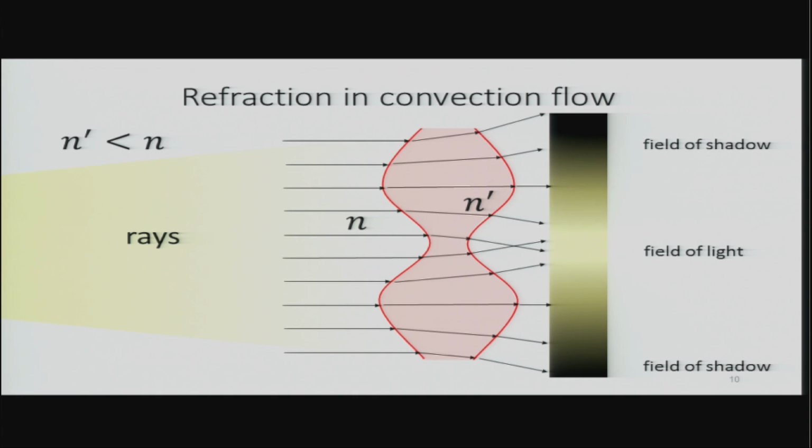We can compare the flow with a little lens. The beam of light refracts in this lens, and you can see from the picture that on the edges of the flow is the field of light, and in the center of the flow is the field of shadow. You can see this in our pictures. Really, in the center the flow is dark, and on the edges it's bright.